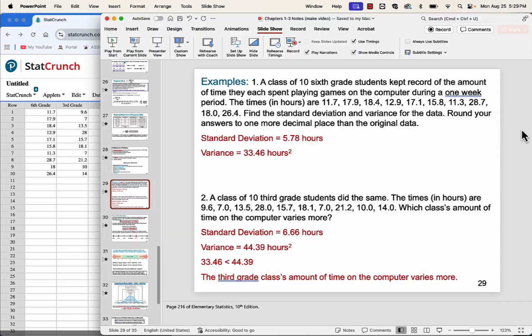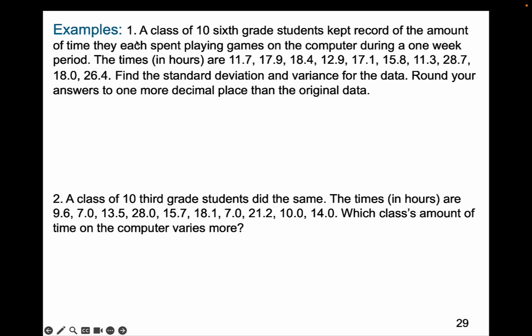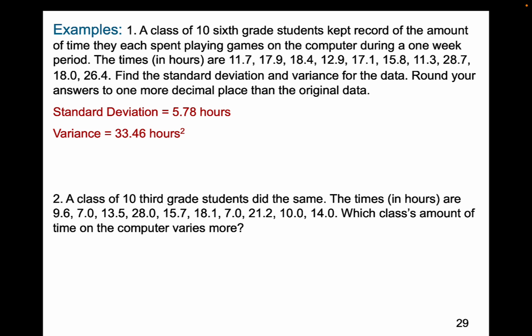Okay, so that information for our 6th graders was a standard deviation of 5.78 and a variance of 33.46. It didn't say round to 2 decimals, but it did say round your answer to 1 more decimal place than the original data. The original data was given to us with 1 decimal place of accuracy, so 1 more than that would be 2 decimals.